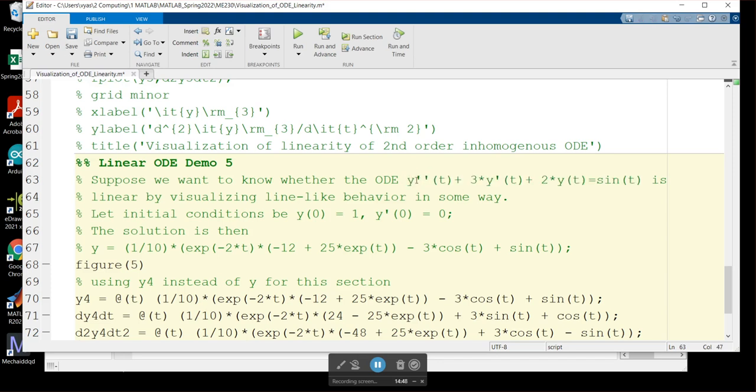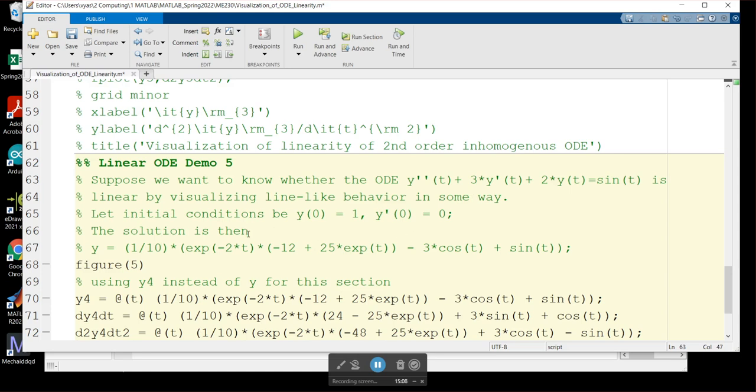Think of this y double prime as z, y prime is like y, and y is x. So it's like x, y, z. So it's almost like saying z plus 3y plus 2x equals some number, then that's the equation of a line in 3 dimensions. And thus this ODE would be linear if that can be verified.